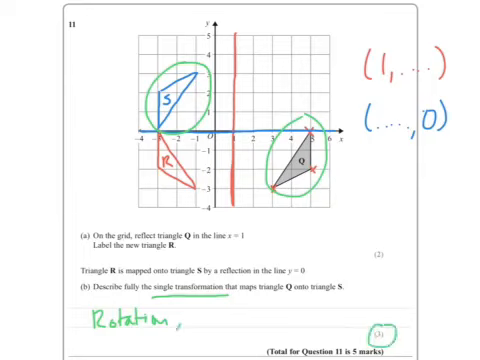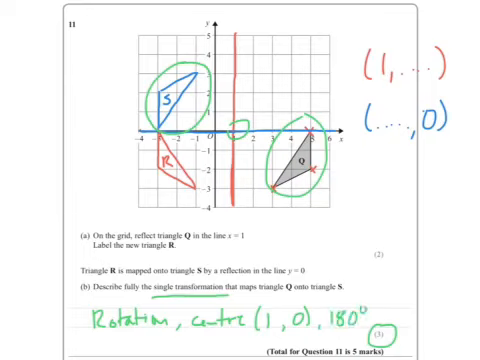So we need a centre, and that's a point it's turned around. You can use a bit of tracing paper to work it out, but ultimately it's all got to do with the previous couple of bits we've had to do. So the centre is going to be 1, 0. It's where these two lines cross there, and you've got to say how far, which is 180 degrees.